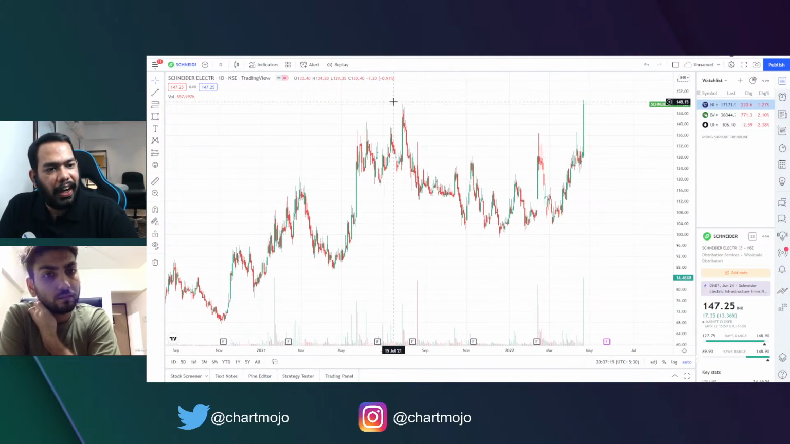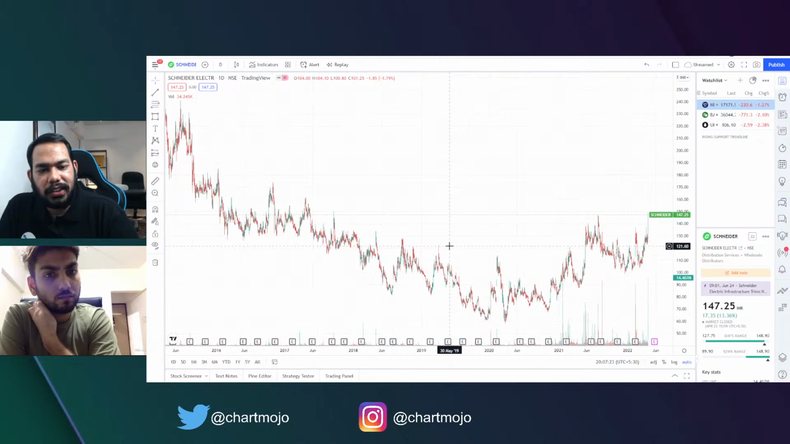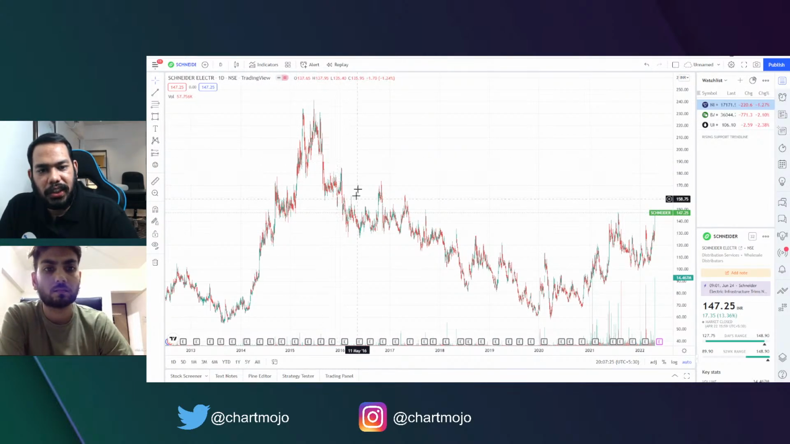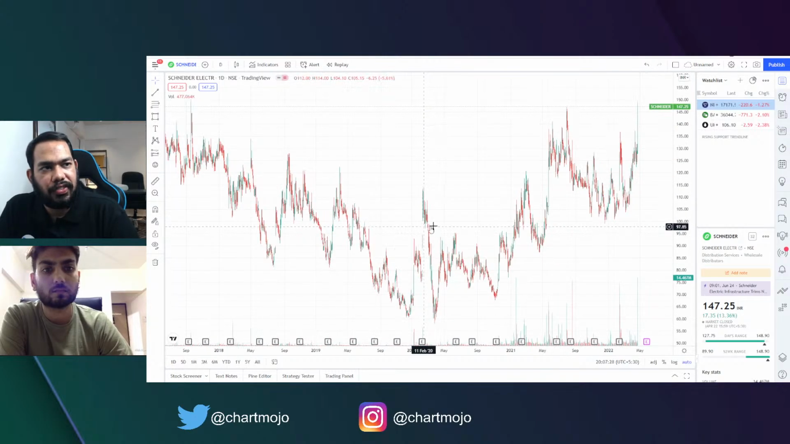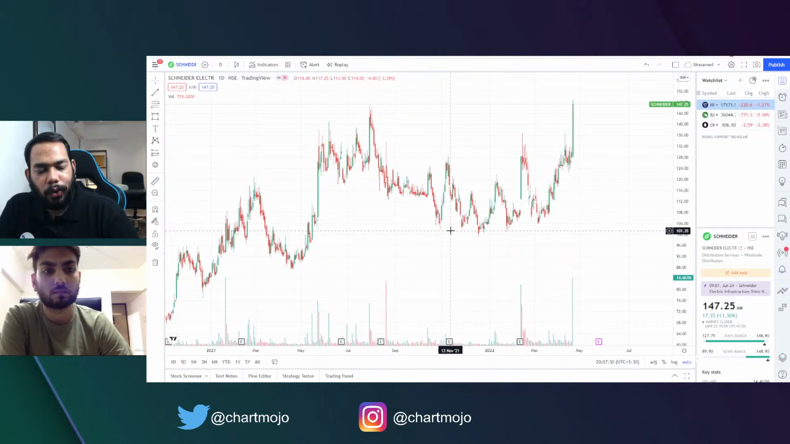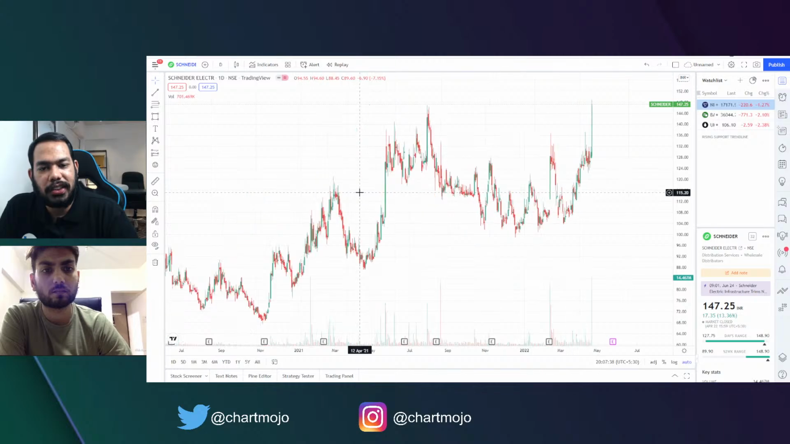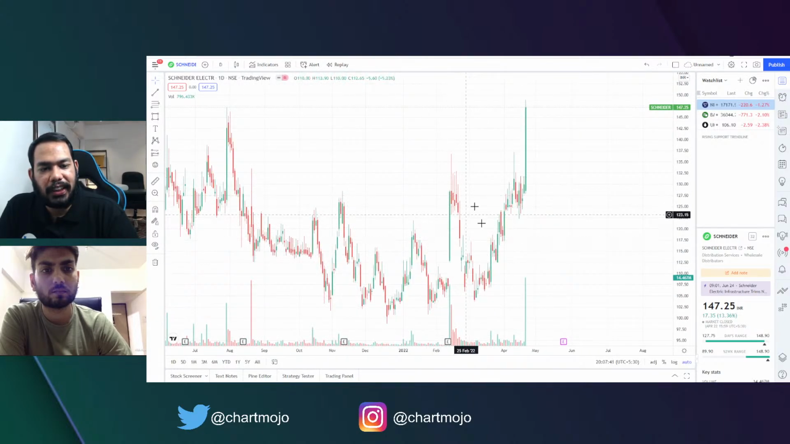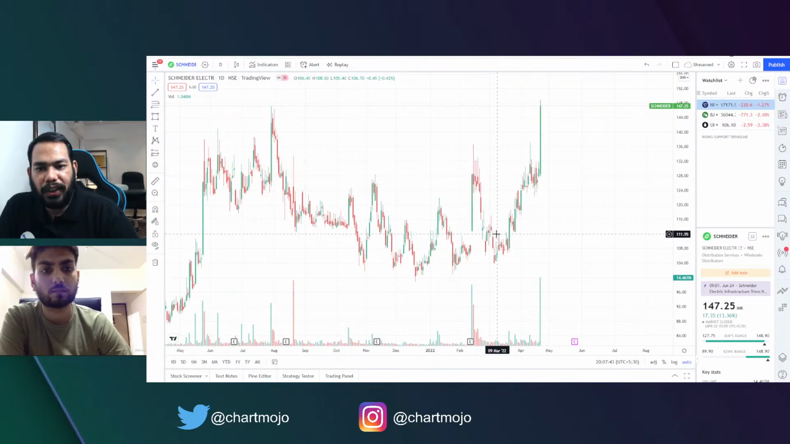So we are getting a breakout here at this level. But looking at price action, we have seen in the past how this counter behaves. I won't recommend anyone to take a fresh long. One who wants to play this breakout can play, but I would not recommend it when we see such price action behavior. One can simply avoid this because the price action is not very clear, choppy.